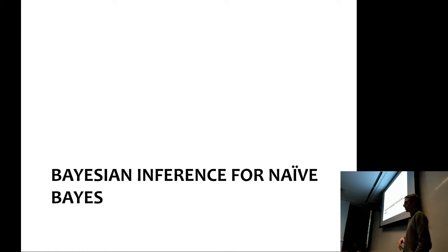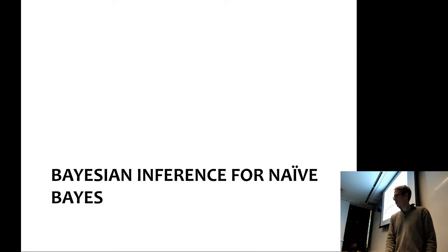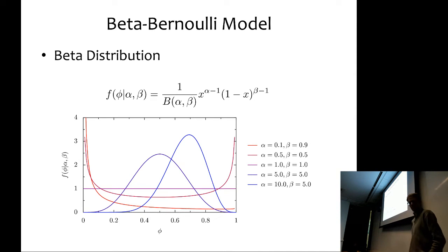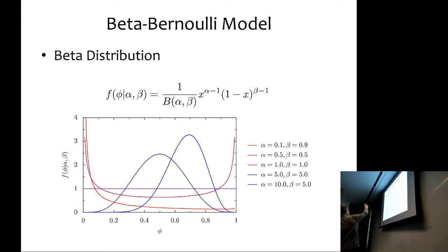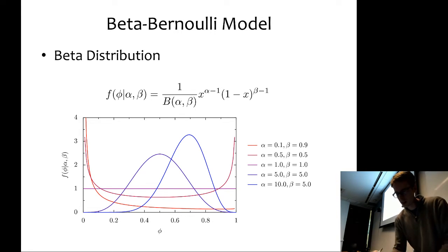Okay, so in this section I'm really going to lead up to a discussion of Bayesian inference for naive Bayes. But I'm going to be doing it in slightly different terminology than maybe what you're used to. Okay, so first I want to talk about the Beta-Bernoulli model. And so to do that, we need to know what the beta distribution is. So this is the probability density function for the beta distribution. Okay.